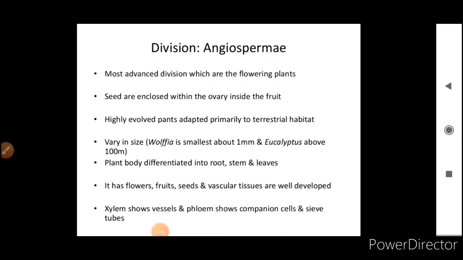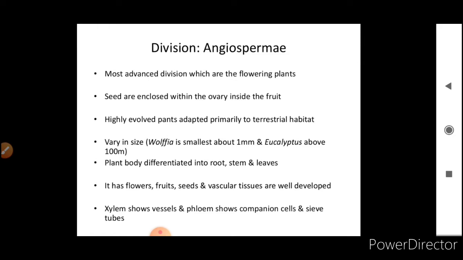Angiospermae or angiosperms are the most advanced division, which are the flowering plants. So angiosperms are commonly called flowering plants. Now what is the difference between angiosperms and gymnosperms? Seeds are enclosed within the ovary inside the fruit in angiosperms, while in gymnosperms we find naked seeds. They are highly evolved plants adapted primarily to the terrestrial habitat.